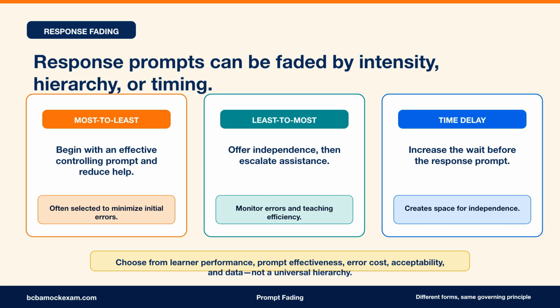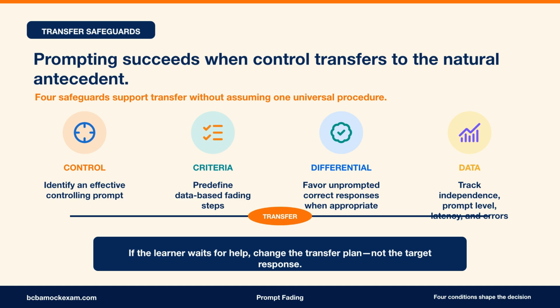Time delay changes when the response prompt arrives. The best procedure depends on the learner, error cost, prompt effectiveness, acceptability, and data. The labels do not create a universal hierarchy. Transfer requires more than choosing a prompt.